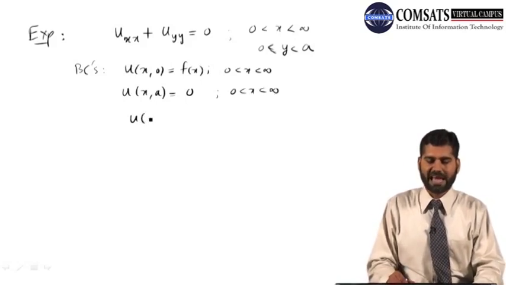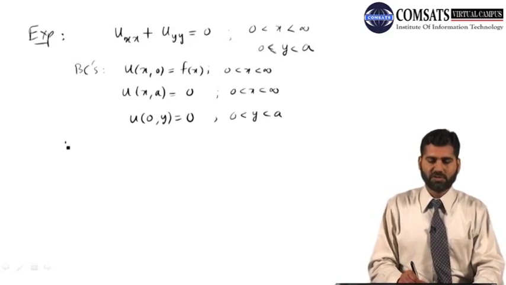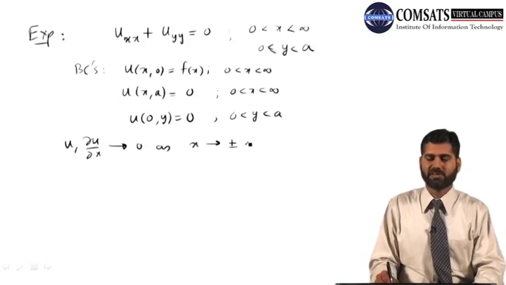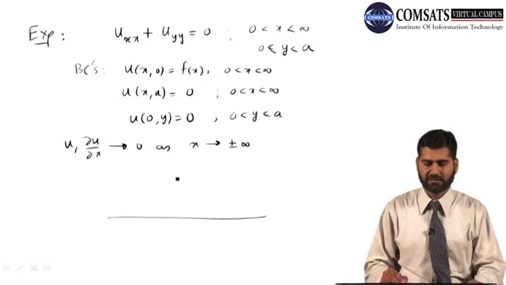And the third boundary is when x is equal to 0. This is also homogeneous, and it is for y from 0 to a. All right. So u and partial u by partial x go to 0 as x goes to plus or minus infinity. So these are the conditions.